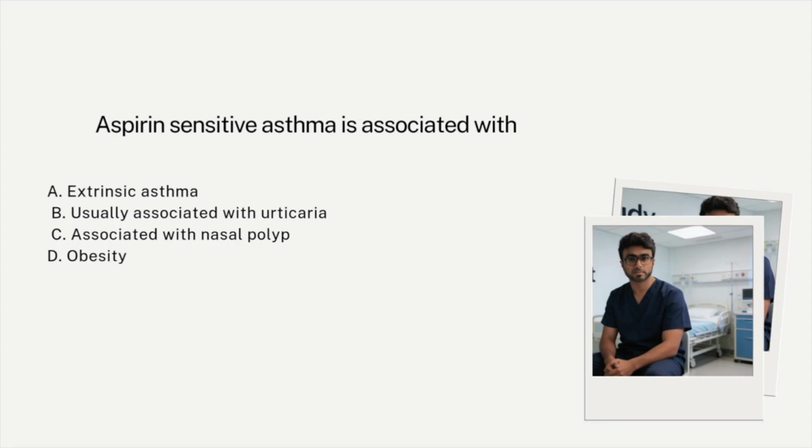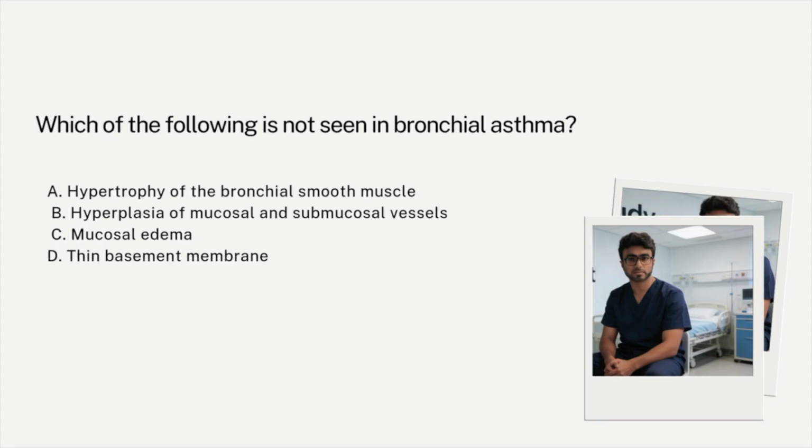Which of the following is not seen in bronchial asthma? A. Hypertrophy of the bronchial smooth muscle. B. Hyperplasia of mucosal and submucosal vessels. C. Mucosal edema. D. Thin basement membrane.